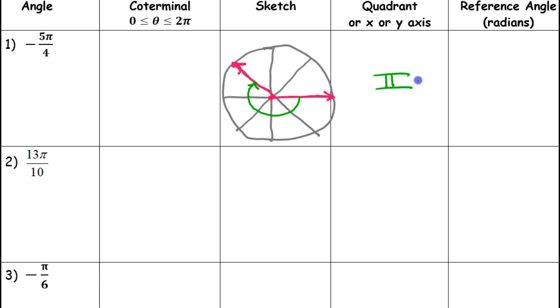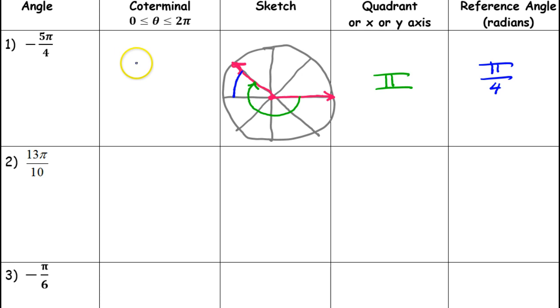And we can also talk about the reference angle. Each one of these is pi over 4, including this, which would be the reference angle. Reference angle is always positive, so that's going to be, of course, pi over 4.